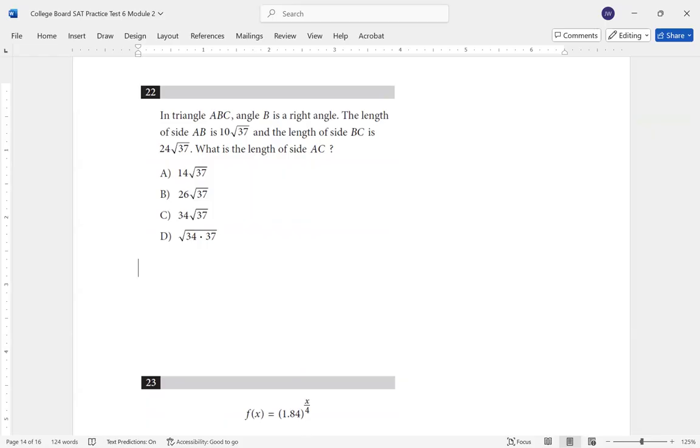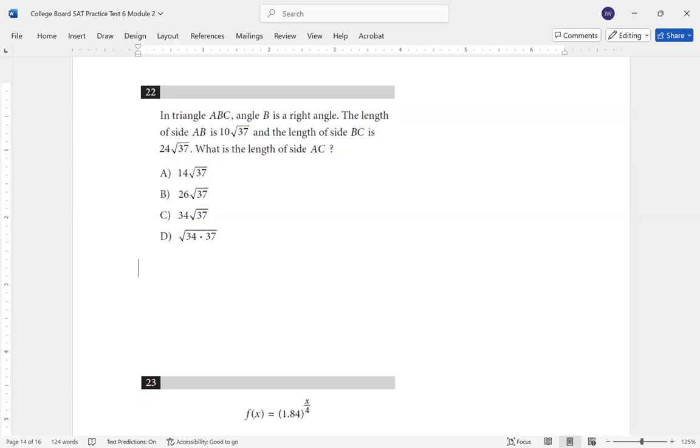#22. In triangle ABC, angle B is a right angle. The length of side AB is 10 times the square root of 37, and the length of side BC is 24 times the square root of 37. What is the length of side AC?